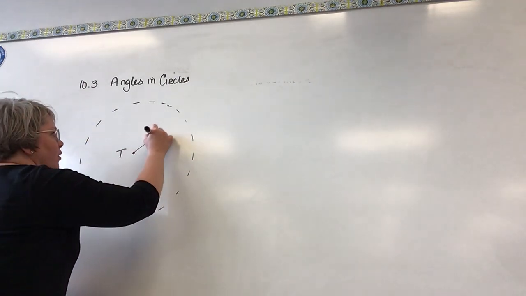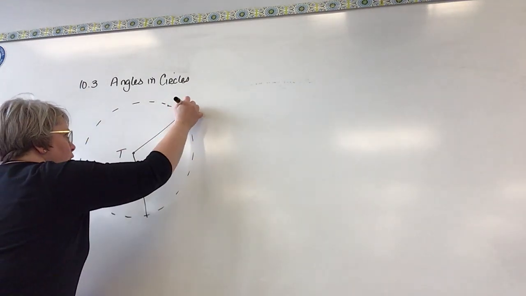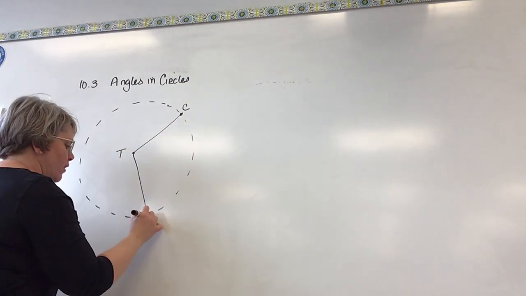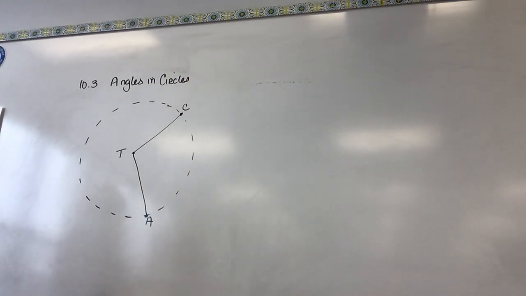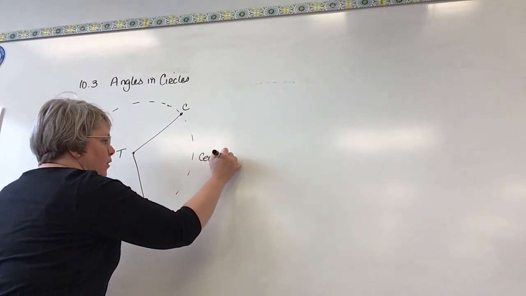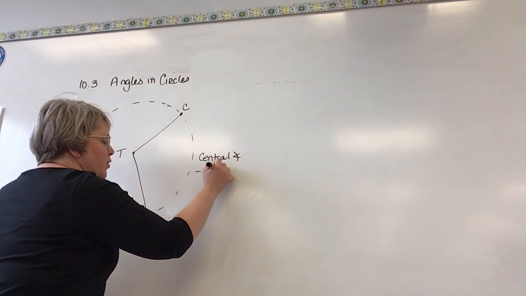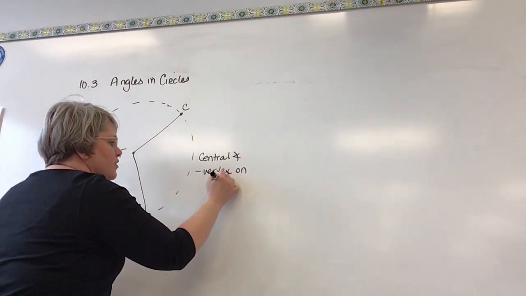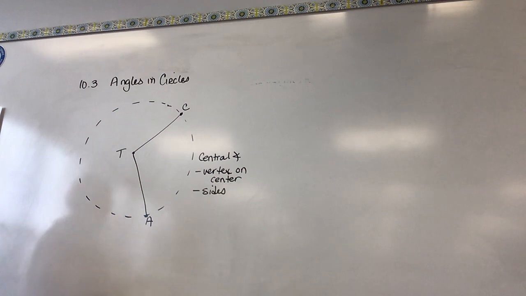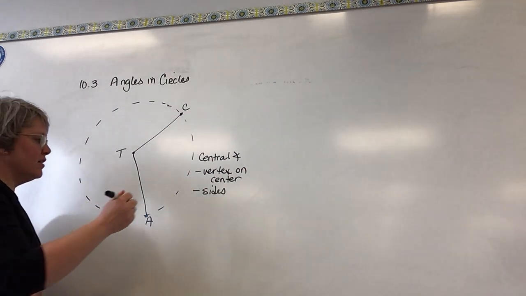Let's draw a simple angle. We'll label the intersection C up here and A down there. This is our first type of angle that we did last week. What's his name? When the vertex is on the center, he's called a central angle. So the vertex is on the center. Do you remember what the sides are without looking? Yep, sides are radii.